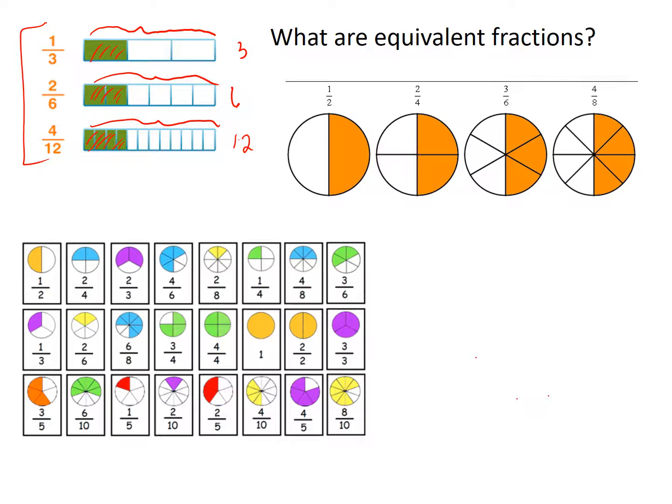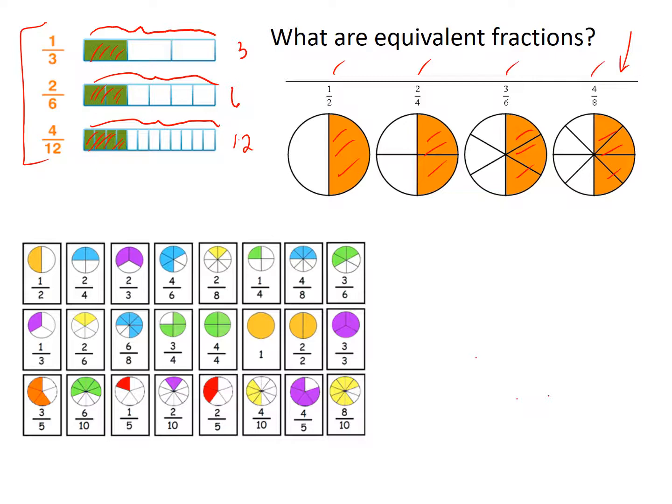Here's another example. Look at the pies over here. These are 4 equivalent fractions. Again, what makes them equivalent is not how many pieces they're cut into, but how much of the pie they cover. Each one of those covers up half of the pie. No matter how many pieces they're cut into, they always cover up half of it. So 1/2, 2/4, 3/6, and 4/8 are all equivalent fractions.